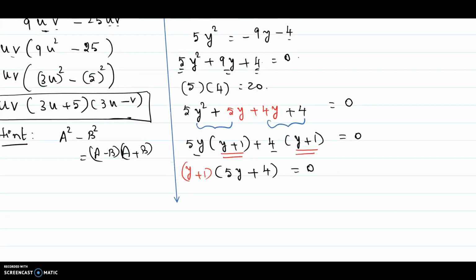Because the question is solve, we have to set each one of the factors to 0 and solve for y. y equal to negative 1 and y equal to negative 4 over 5.